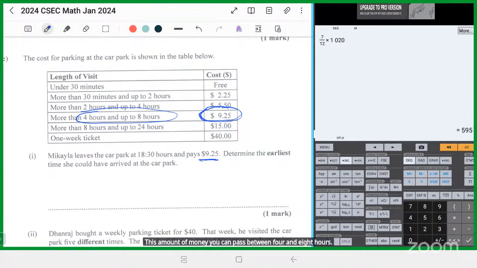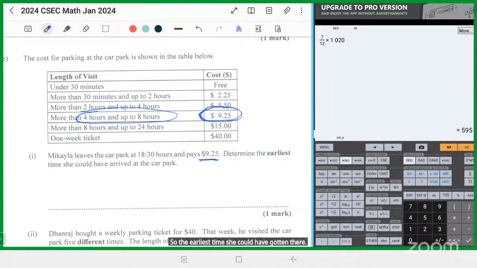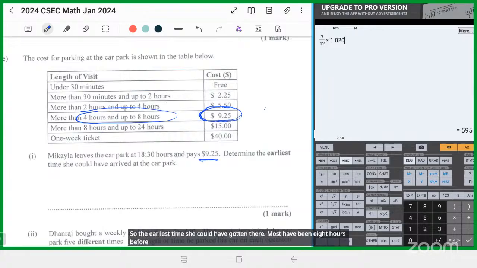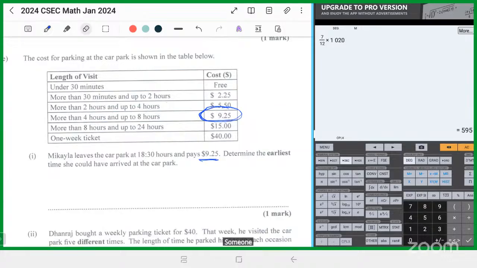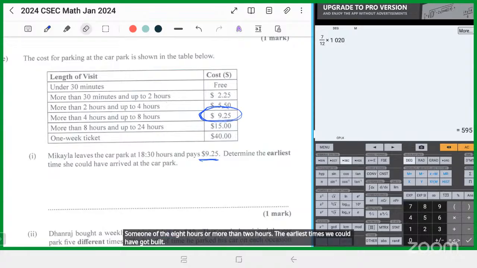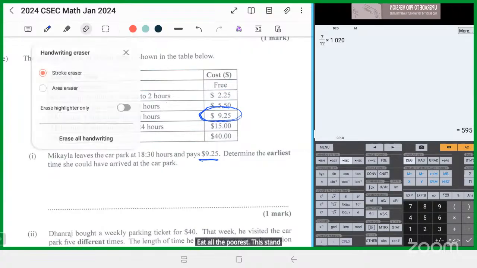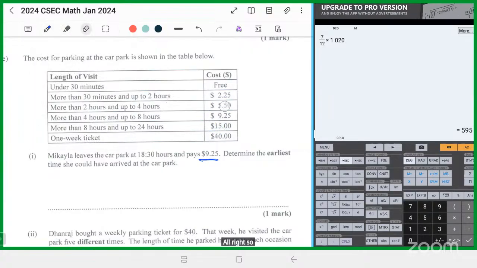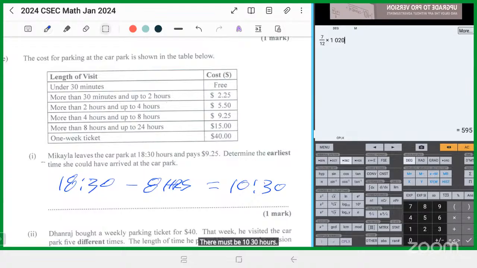So the earliest time she could have gotten there must have been 8 hours before the time she left. This is the amount that she paid, and that's the amount for parking up to 8 hours, but more than 4 hours. So the earliest time she could have gotten there is 8 hours before the time that she left. All right. So basically, that answer is 18:30 minus 8 hours. That must be 10:30. That's 10:30 in the morning.